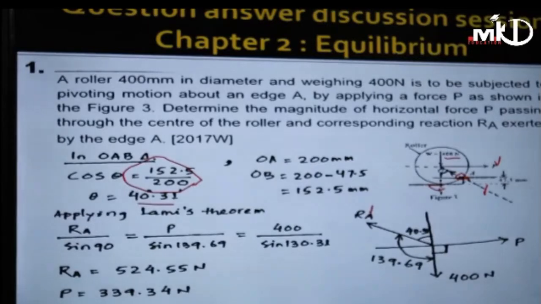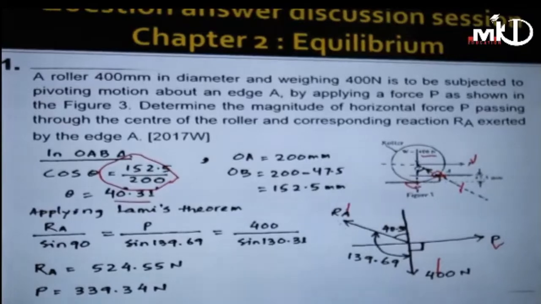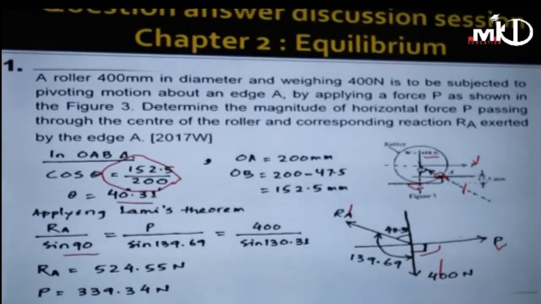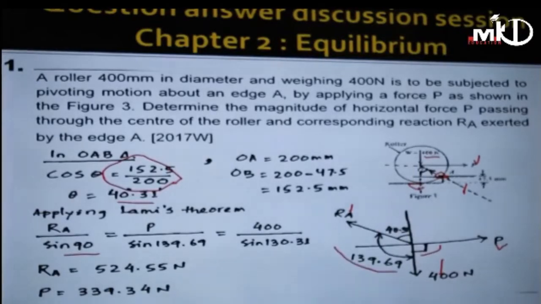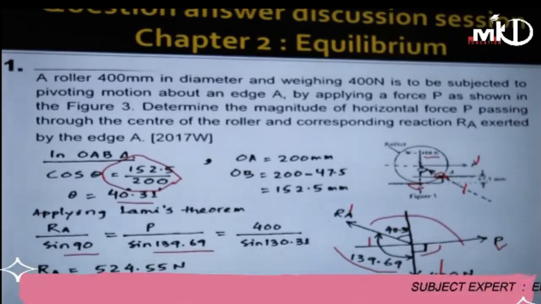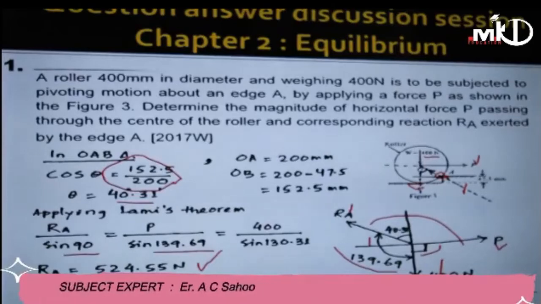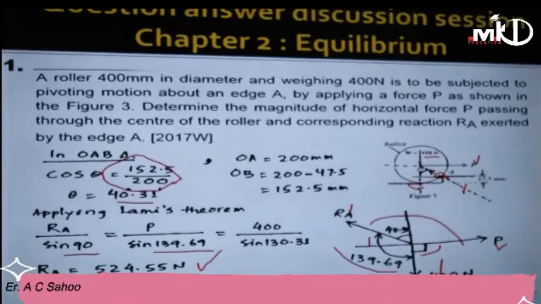We will have three forces, W, P and RA. See RA, and this is W, that is 400 Newton, and P. So by applying Lami's theorem, we will have RA divided by sin of this angle, that is 90 degrees. So RA by sin 90 equal to P by sin of this angle, 139.69, because this angle is 40.31, so 180 minus 40.31 is 139.69. So P by sin 139.69 equal to 400 divided by sin of this angle, 400 by sin 130.31. After solving you will get RA equal to 524.55 Newton and P equal to 339.34 Newton.